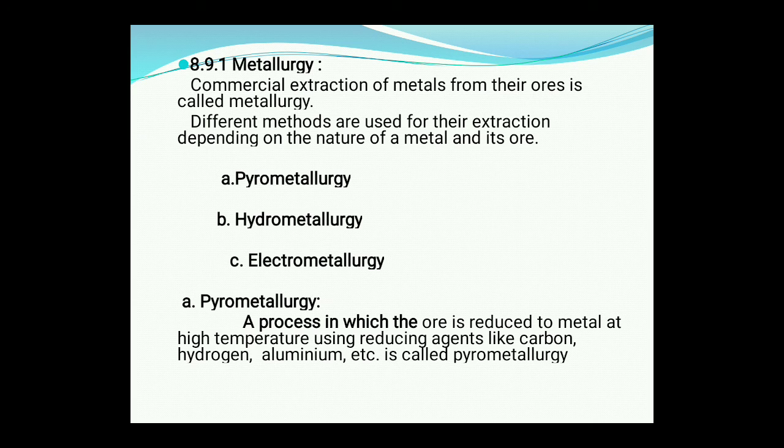Iron is generally, as I told you, found as an oxide of iron. These oxides we finally have to reduce. What does it mean? We have to remove that oxygen from iron so that we get pure iron. To remove that oxygen, various reducing agents like carbon, hydrogen, aluminum are used at high temperature so as to get that metal in pure form. This is called pyrometallurgy. So, in pyrometallurgy we use high temperature.